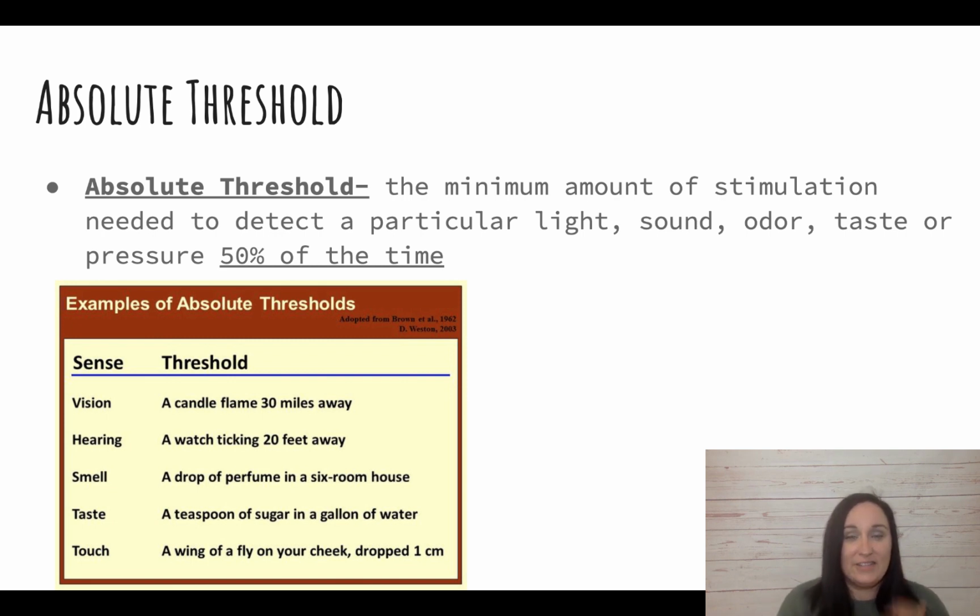So in science, we like operational definitions. We like to define our variables. So what does that mean? If I can detect a candle flame 30 miles away on a really good night, and it's one night and then I can never again, is that actually my absolute threshold? So they say it has to occur 50% of the times it's tested. If you were to do this experiment with the candle flame 100 times, you would have to detect the candle flame 50 of those 100 times for it to cross absolute threshold.